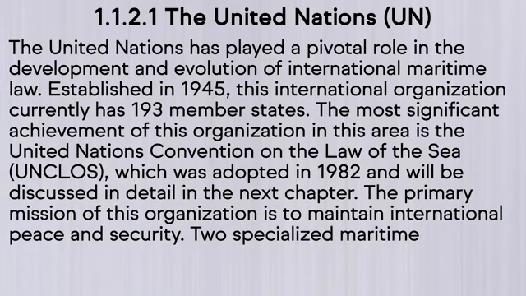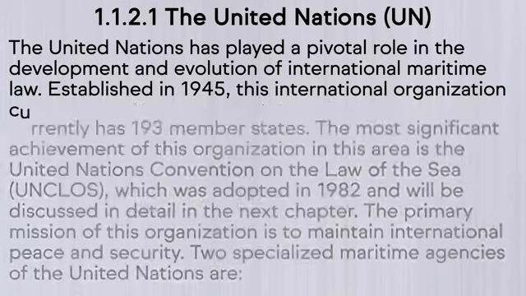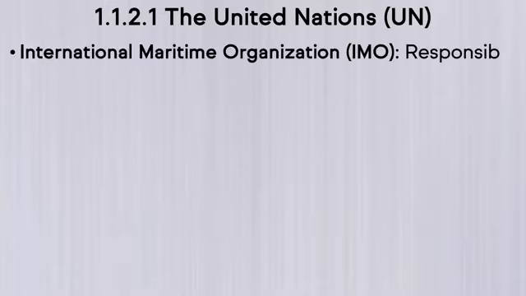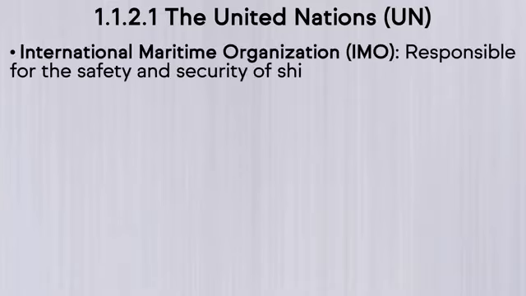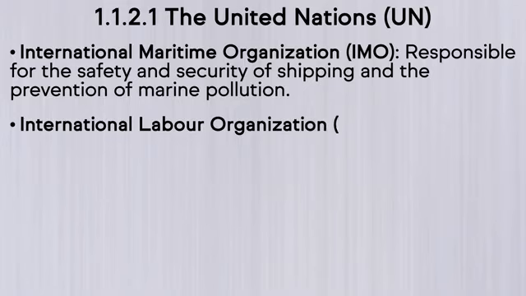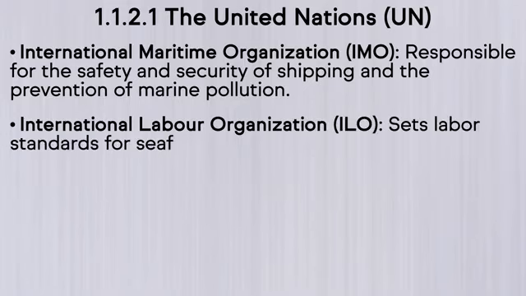Two specialized maritime agencies of the United Nations are the International Maritime Organization IMO, responsible for the safety and security of shipping and the prevention of marine pollution, and the International Labor Organization ILO, which sets labor standards for seafarers.